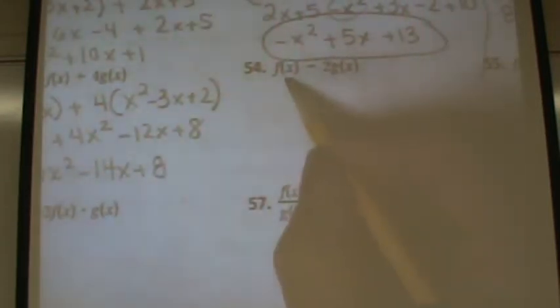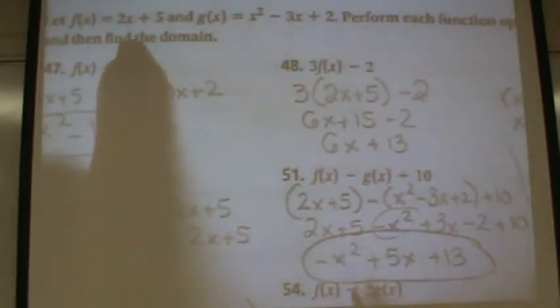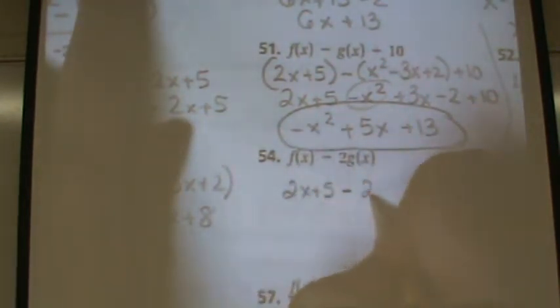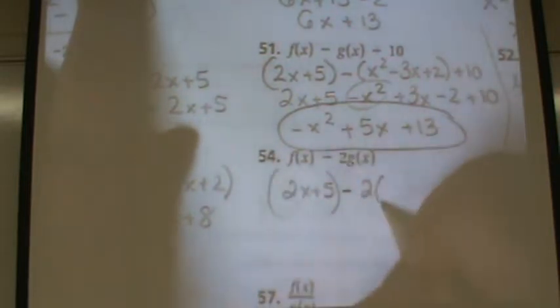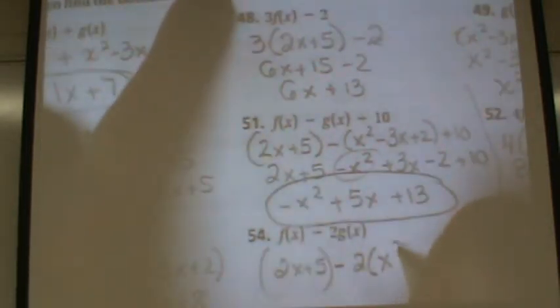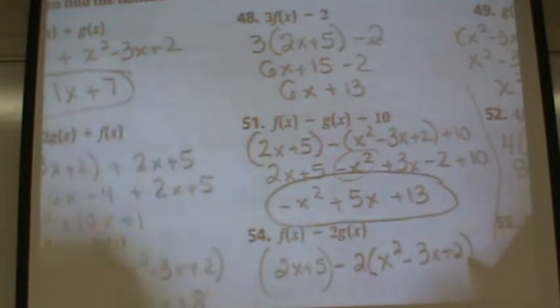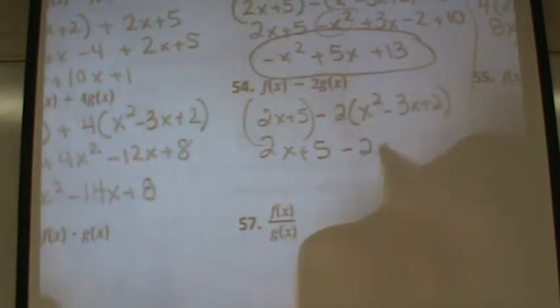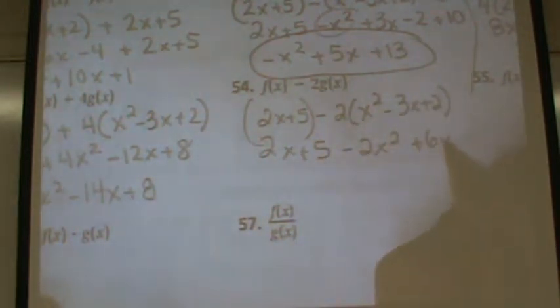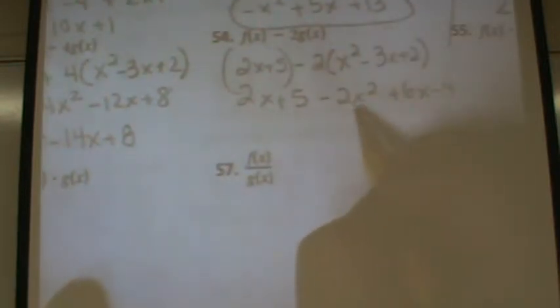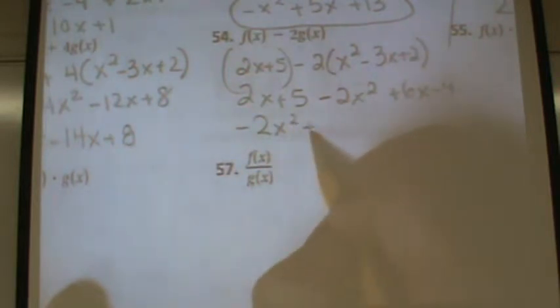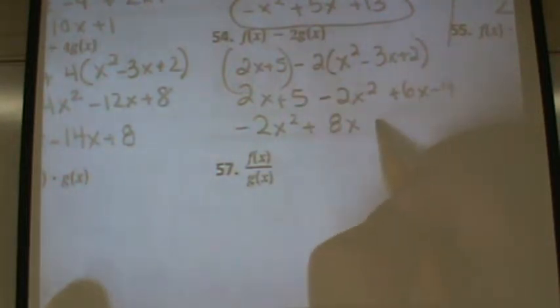54. Take the f function, which is 2x plus 5, and you're going to subtract 2 times the g function. So you have 2x plus 5 minus 2x squared plus 6x minus 4. Better answer. Negative 2x squared plus how many x's? 8. 8. And then plus 1.